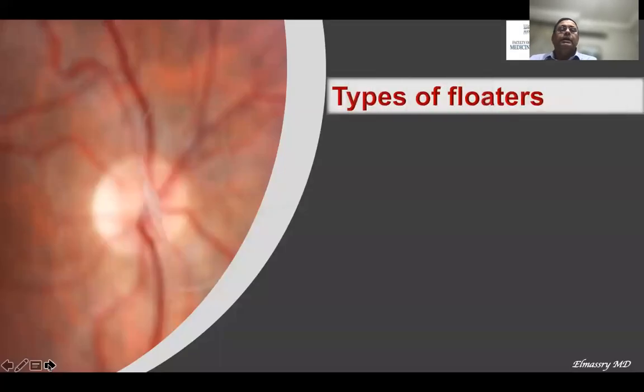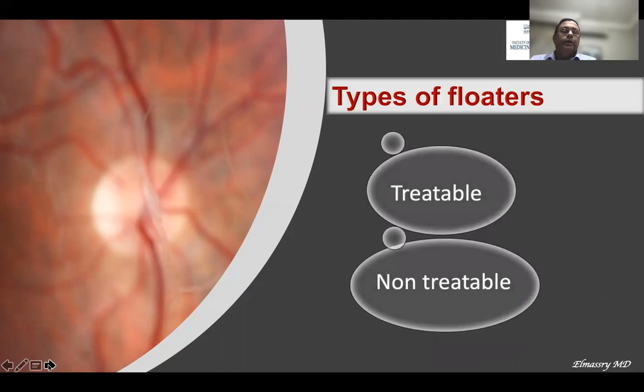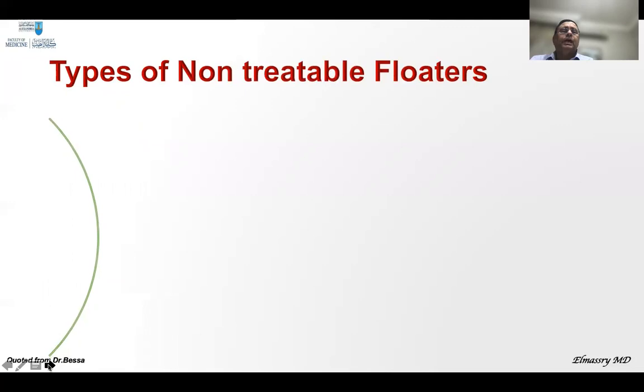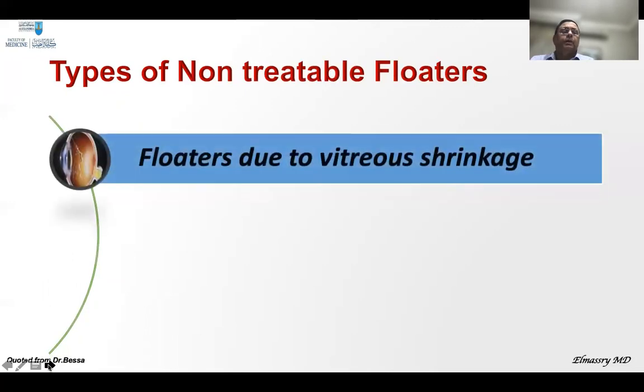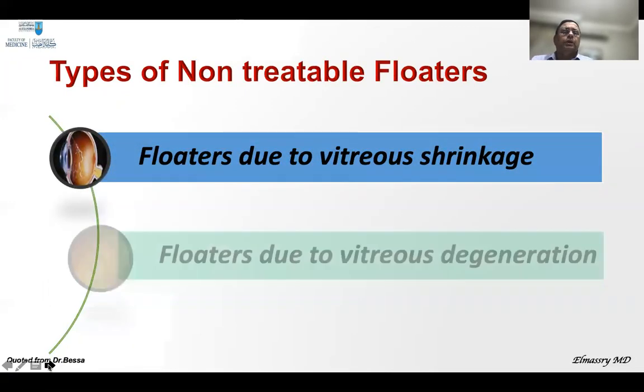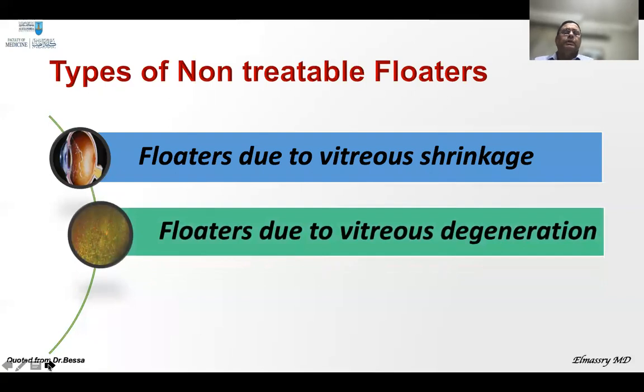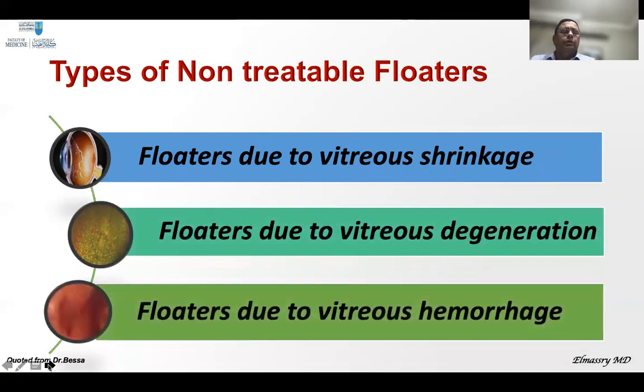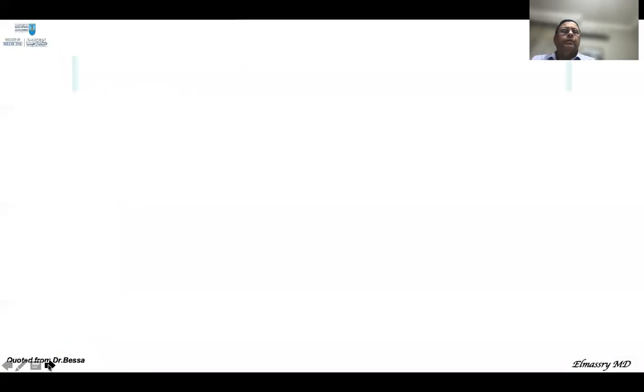Okay, so let's see what the types of these floaters are. From our point of view we have two types: floaters treatable with YAG laser vitreolysis, and floaters non-treatable with YAG laser vitreolysis, which have other ways of treatment. So let's see the types of non-treatable floaters. These floaters are due to vitreous shrinkage, vitreous degeneration, or even vitreous hemorrhage.